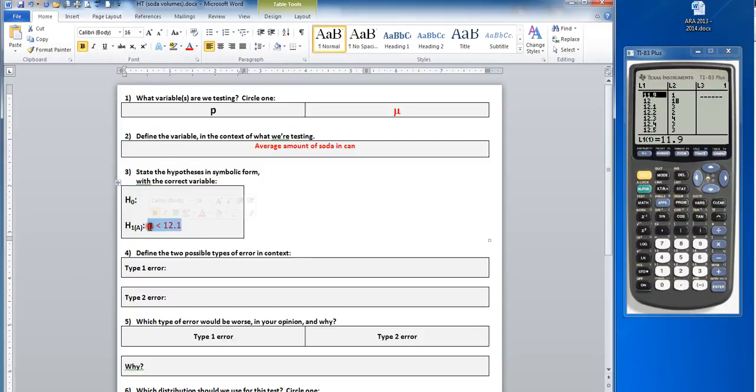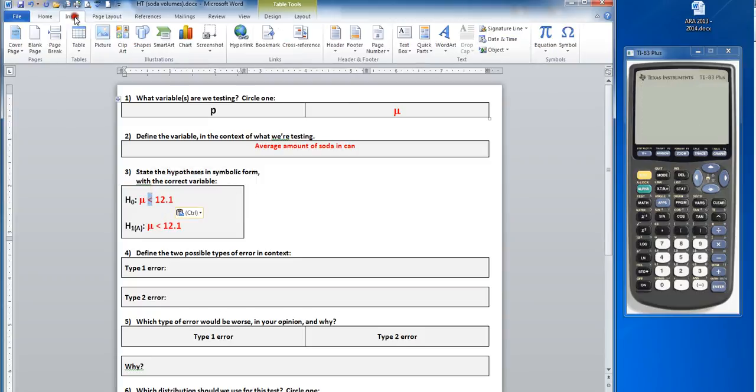The converse of that, or the complement of that, let's insert some symbols here. I'm just going to put equals if that's okay with you guys. There's three choices. It can be equals 12.1, greater than or equal to 12.1, or not less than.